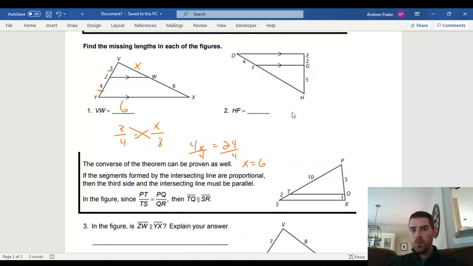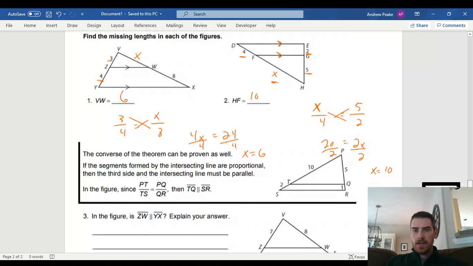All right, looking at number 2, HF is what I'm looking for here, so I'll call that x. I would do the same thing. I know these are two parallel lines, so I can assume this is going to be proportional. So I can say x over 4, this x from here and this 4 from here, would be equal to 5 over 2, being consistent here by starting from the bottom and working up. Then I can cross multiply: 20, and 2 times x would be 2x. Then I divide by 2, and x is equal to 10. So HF is 10.